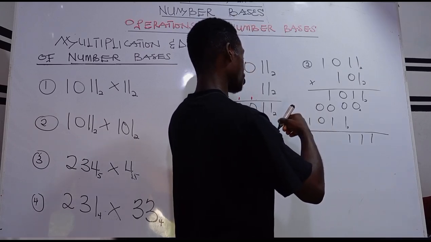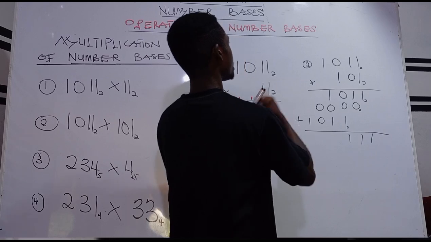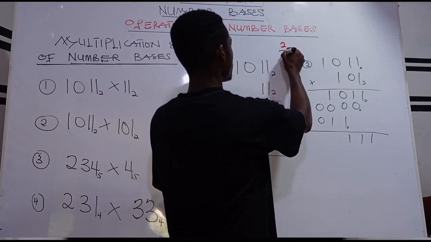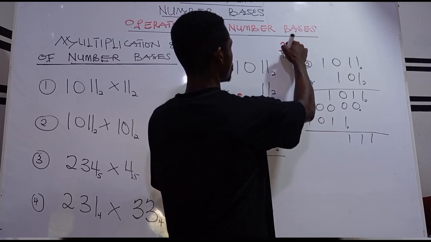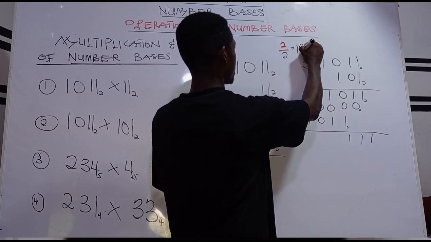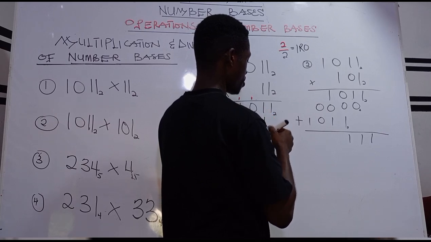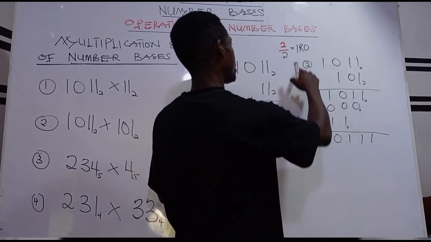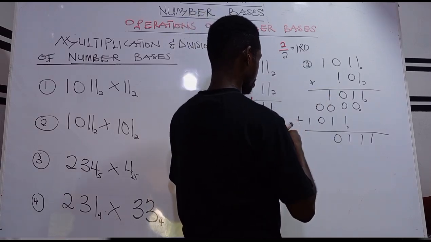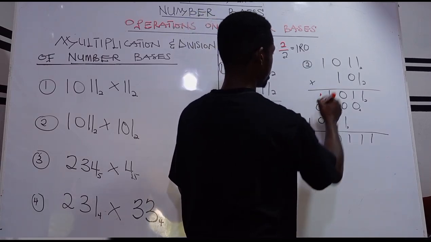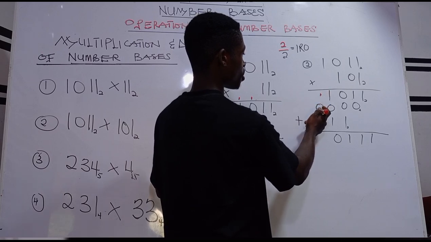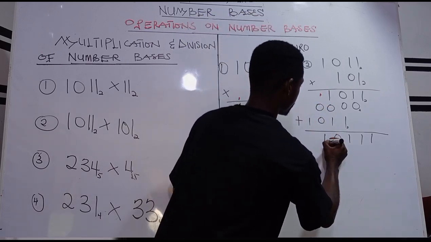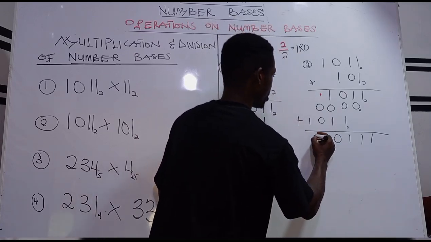So we have to divide the 2 by the base that we are working in. So the base is 2. And 2 into 2, we are getting 1 remainder 0, right? So we are going to write the remainder down, and then we carry the quotient to the next number, which is this 0 part. So 1 plus 0 will give us 1, and then 1 plus nothing will give us 1.